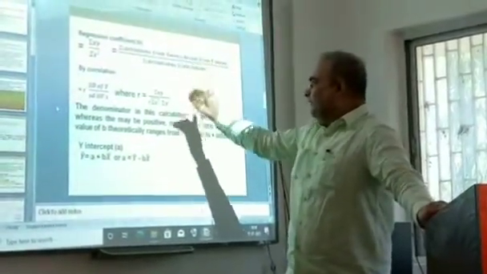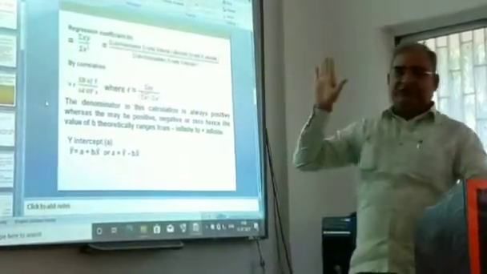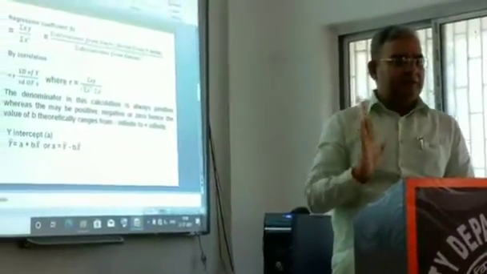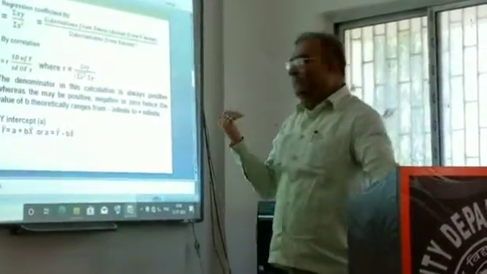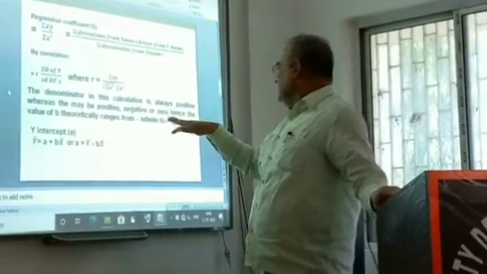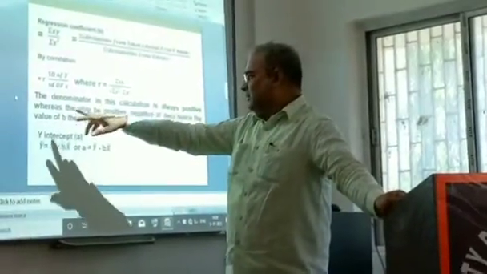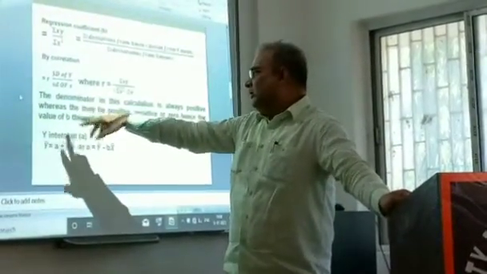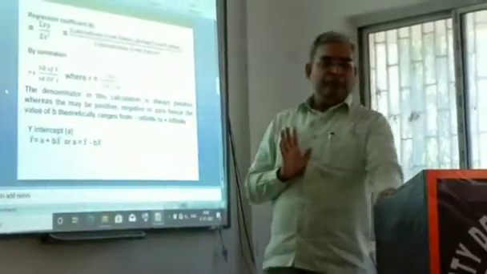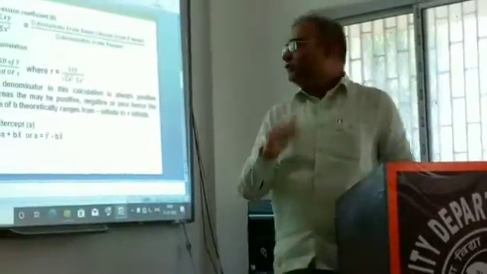Here, we observe clearly that the denominator in this calculation is always positive. Whereas the numerator may be positive, negative or zero. Numerator positive भी हो सकता है, negative भी हो सकता है और zero भी हो सकता है.